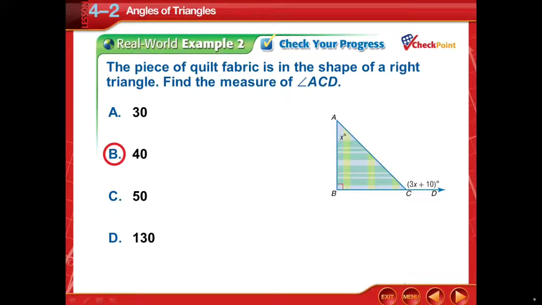How I would set this problem up is that the two remote interior angles are equal to the exterior angle. So I would say x plus 90, because this is a 90-degree angle, is equal to 3x plus 10. And then I would simply solve. I would subtract x from each side, I would subtract 10, and then I divide by 2, and that is how B is my correct answer.